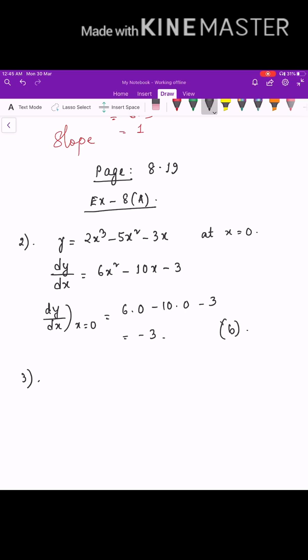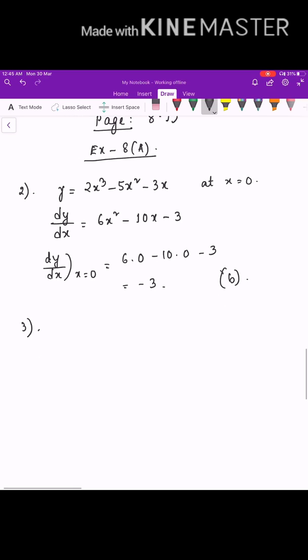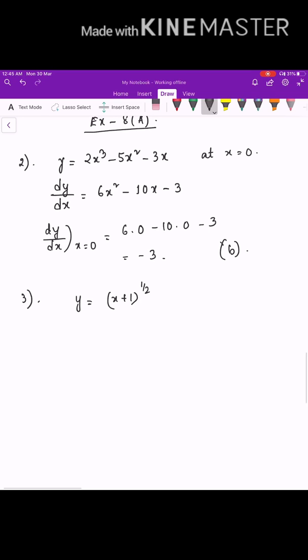Let us try question number 3. You can always pause the video and try the questions on your own, and then you can watch the solution. The derivative of y is equal to x plus 1 and the root x plus 1. So I can always write it as x plus 1 to the power half, because root is nothing but to the power 1 by 2.